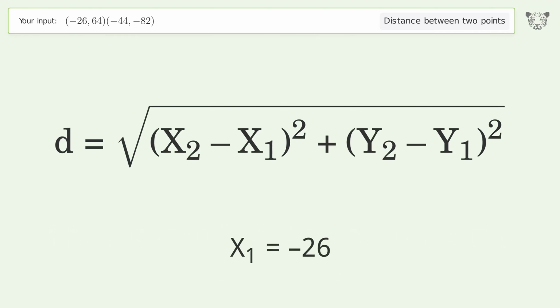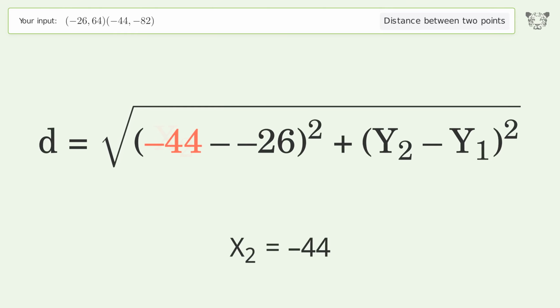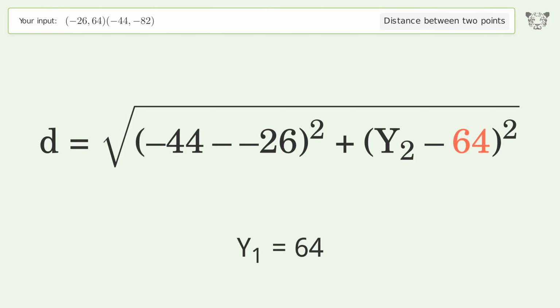x1 equals negative 26. x2 equals negative 44. y1 equals 64. y2 equals negative 82.